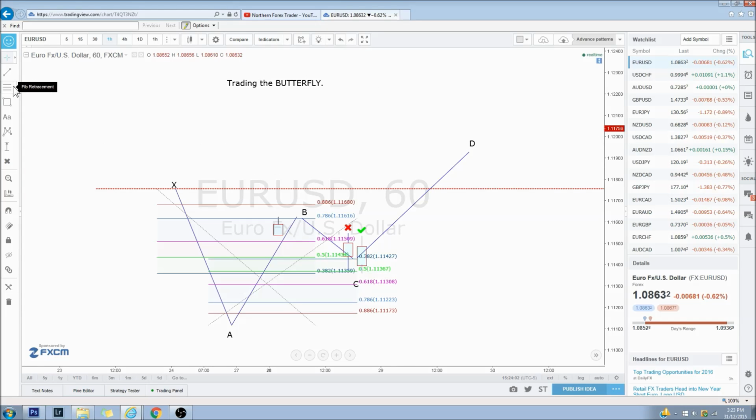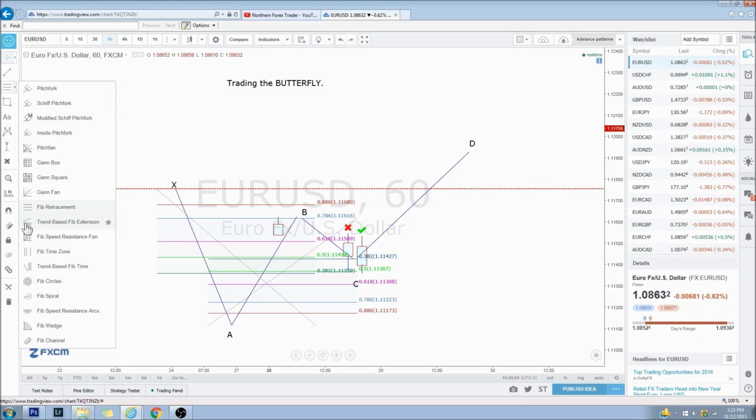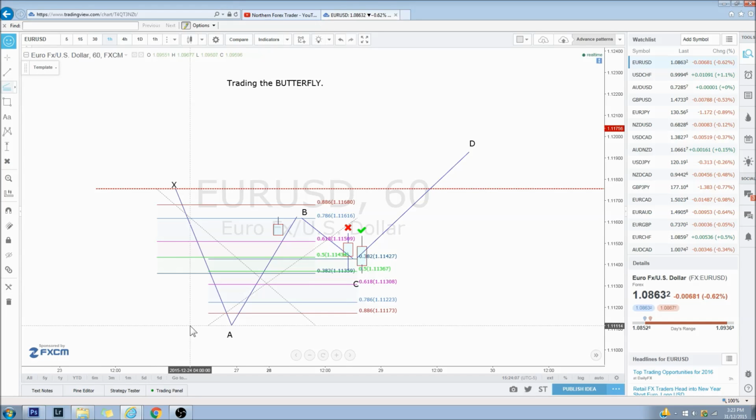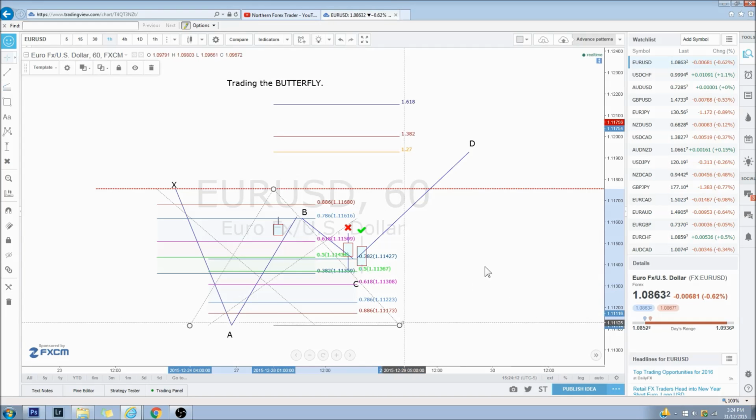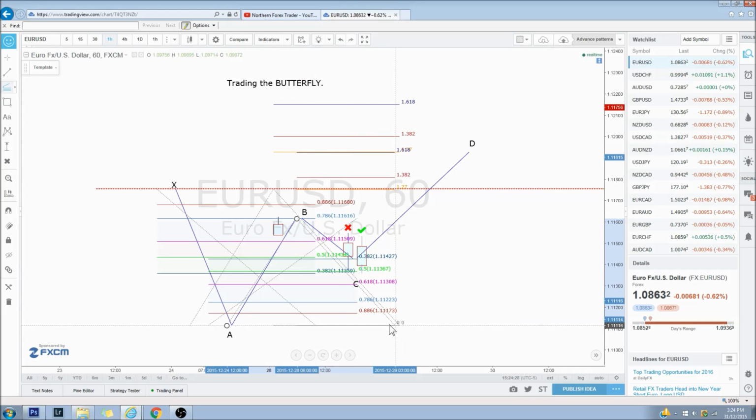Now to reach our D completion point, we must use a fib extension tool. So from the A to the X, back down to A, we have to reach a 127. Okay. What I also use is the fib extension of the A and B leg. Okay. And from the A to B leg, back down here, we are looking for a 161 and 127 confluence. That's for our entry point.